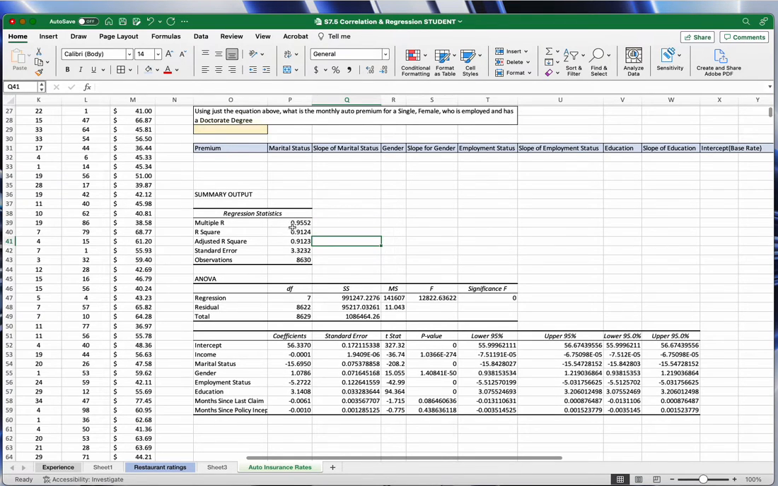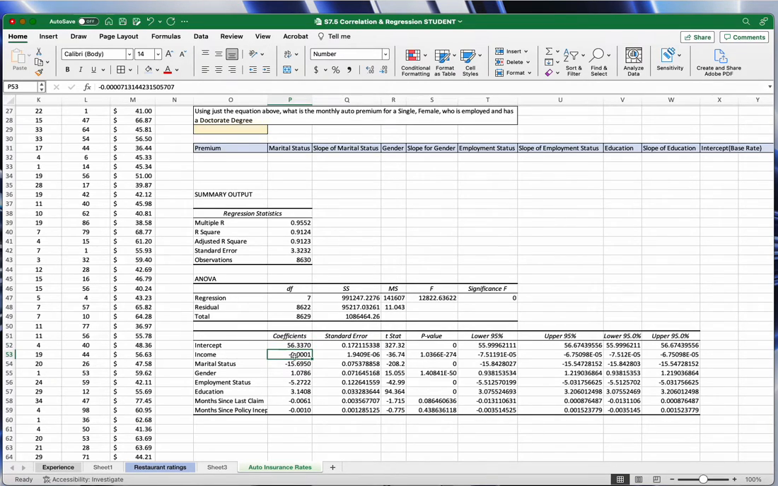We can look at our multiple R, which is our correlation. It's 0.95, so very highly correlated. We can determine that 91% of the rate is based off of this regression over here. And we're going to start with our intercept. Our intercept is our base insurance rate, and we see that income only affects it by very little, a negative 0.0001.